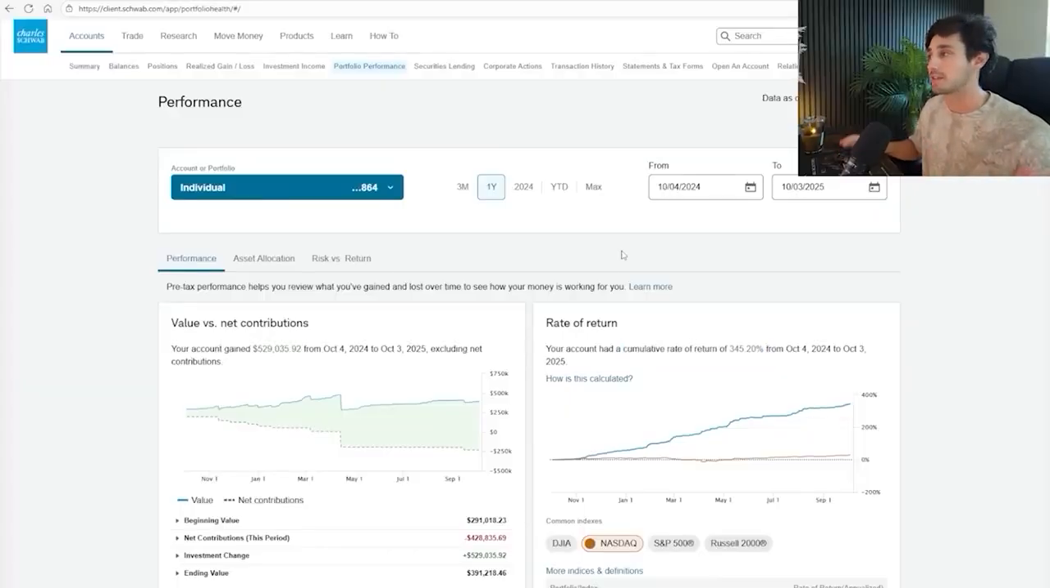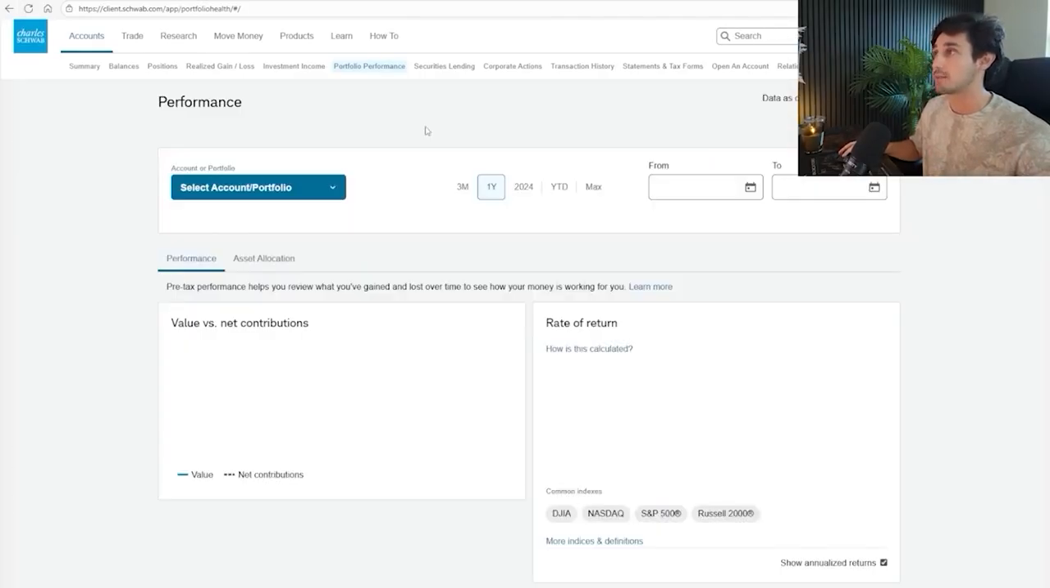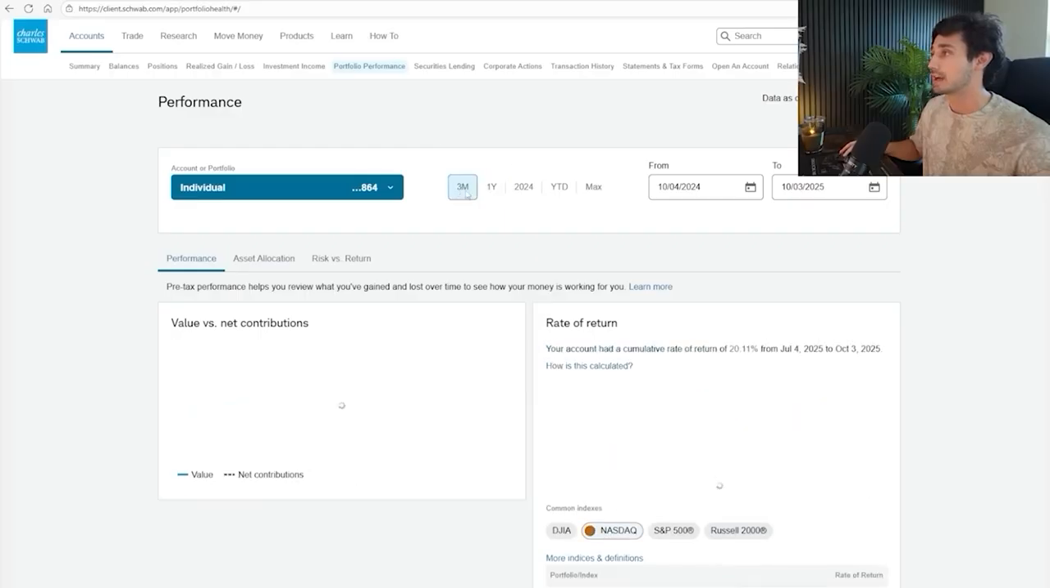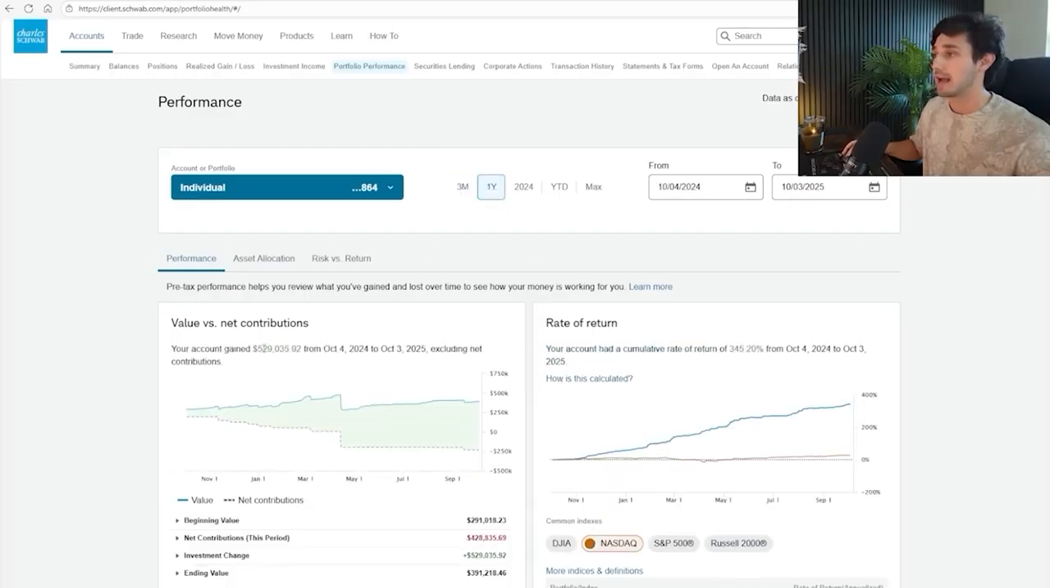And some people may think this is Photoshop or this is some sort of screenshot that I edited. Well, if I go ahead and refresh the page on my Charles Schwab brokerage login and I go back to 1 year, as you can see, there's the $529,000. And the reason I'm showing you this is to be real and as transparent as possible.